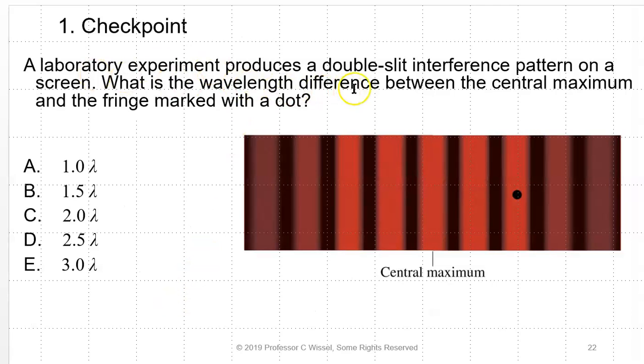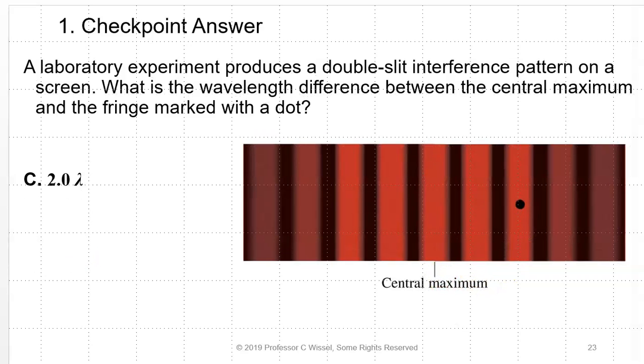Okay, a laboratory experiment produces a double slit interference pattern on a screen. What is the wavelength difference between the central maximum here and this bright fringe marked with a black dot? Well, the bright fringes are all one wavelength apart. So this is 0, 1, 2. So this is 2 wavelengths.